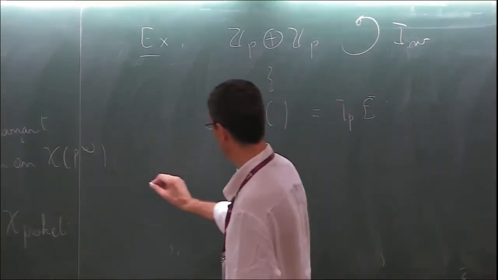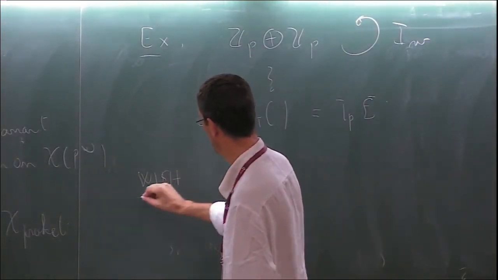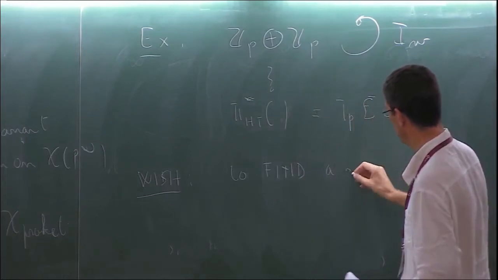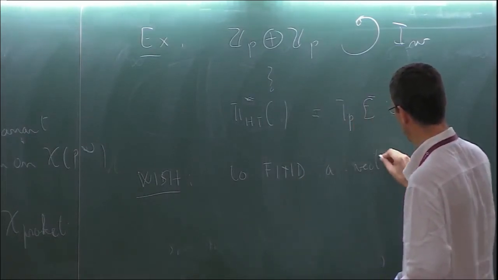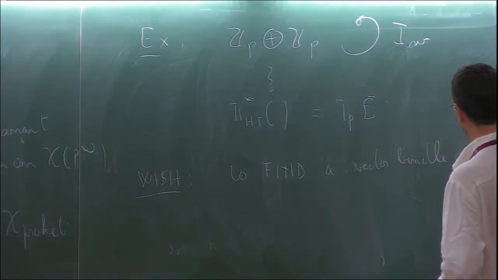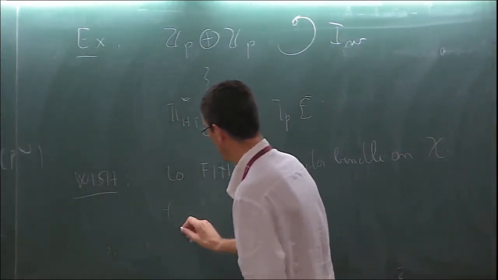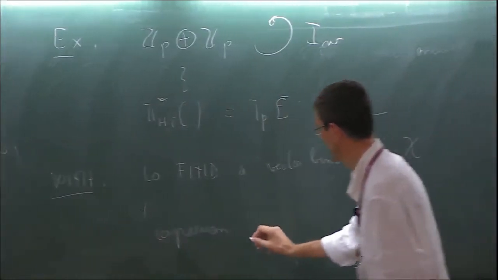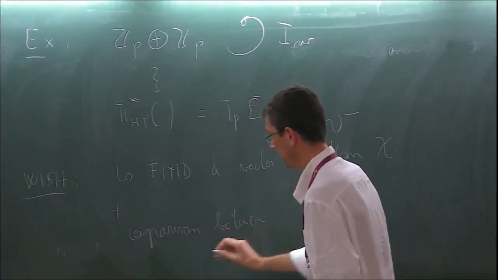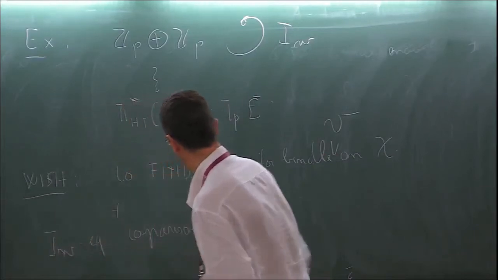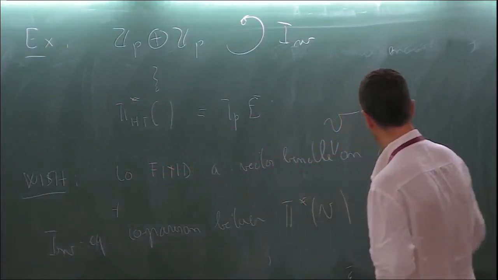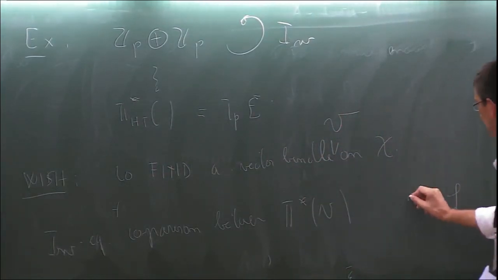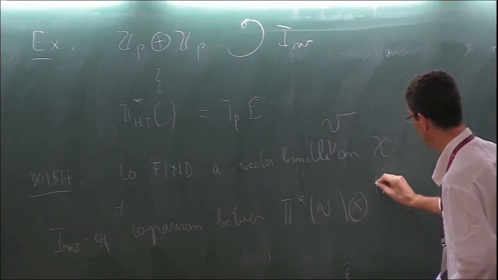And then what I wish is to find a sheaf, or vector bundle maybe, on X plus a comparison between pi upper star of V and this L, for example, an Iwahori equivariant comparison, up to tensoring with some period shifts.